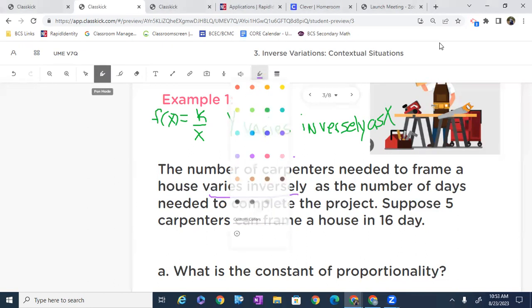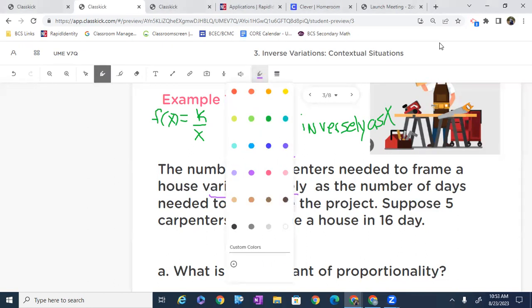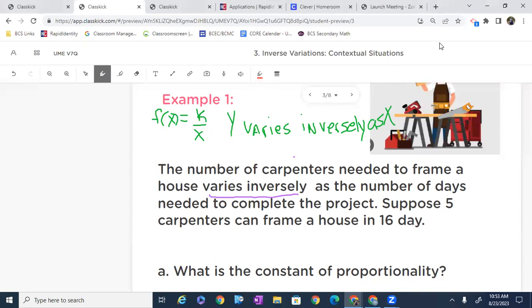All right, so let's go back to what we've been working on, and that is our inverse variation function right here, which is f of x equals k over x. And what that simply reads is y varies inversely as x. So when we are breaking these problems down, we're going to need to go back to this phrase, y varies inversely as x. So let's read through it one more time and we'll set it up.